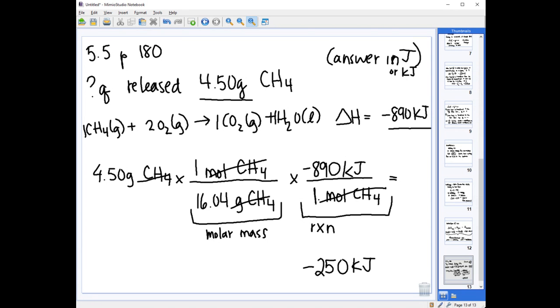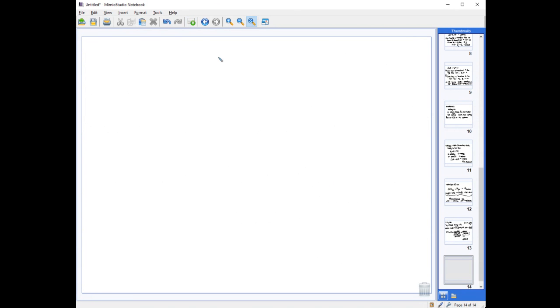Okay. So let's look at another one of those. The top of page 181, we'll do this practice exercise. And again, they want to know what is the enthalpy change. Okay, and that's another way that they can word this. They can say how much heat is released, or what is the enthalpy change. Both of those are the same thing in this context. So our answer is going to be in joules or kilojoules.